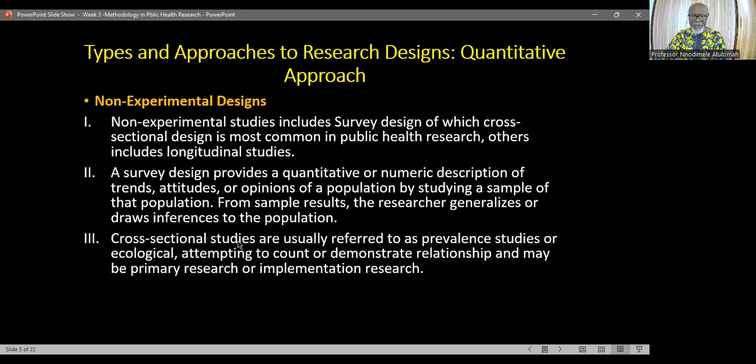So typically, cross-sectional studies are usually referred to as prevalence studies, because at the end of it, we are mentioning the disease, or the condition, or the behavior that brings about the disease as the outcome, and we are counting it, call it prevalence. This also demonstrates relationships and may be primary research or implementation research. So the observational researches are usually the ones that help to uncover dynamics.